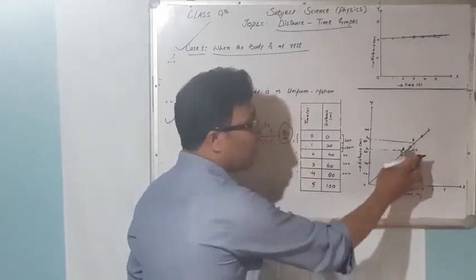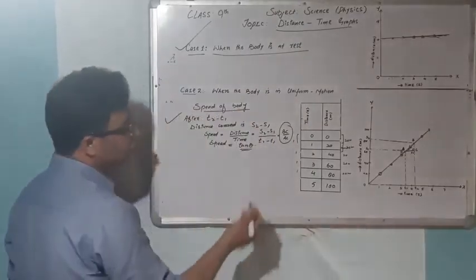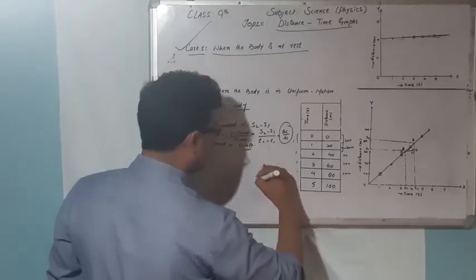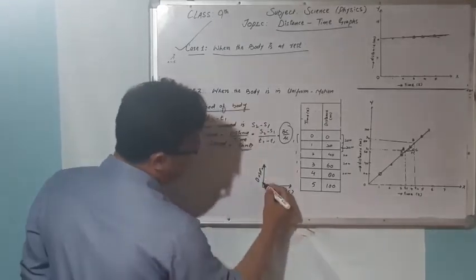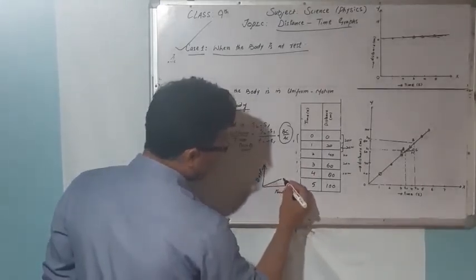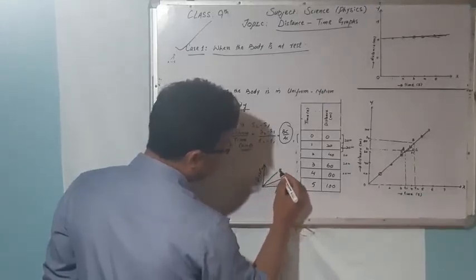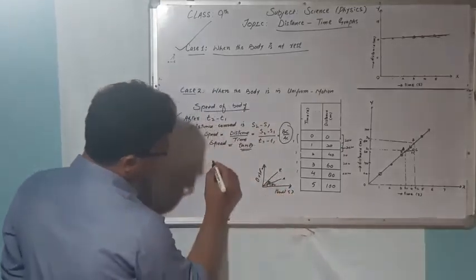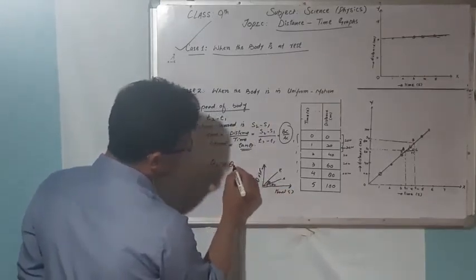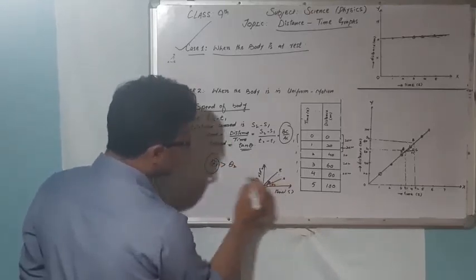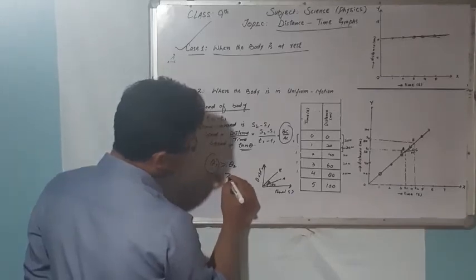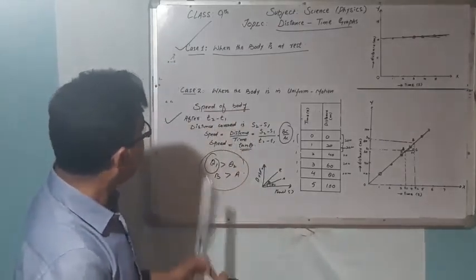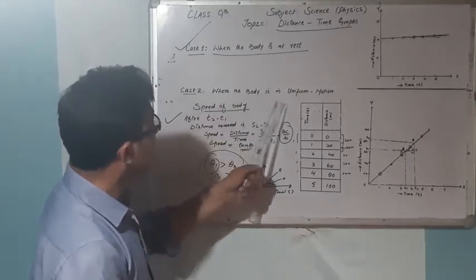Now, the greater the slope, the more the speed of the body will be; the smaller the slope, the less the speed. Suppose time is in seconds and distance is in meters. If we take two bodies, A and B, the angle made by body B is theta 1, and the angle made by body A is theta 2. In this case theta 1 is greater than theta 2. This means the speed of the second body is more, that is, the speed of B is greater than the speed of body A. So this is regarding the second case, when the body is moving in uniform motion.